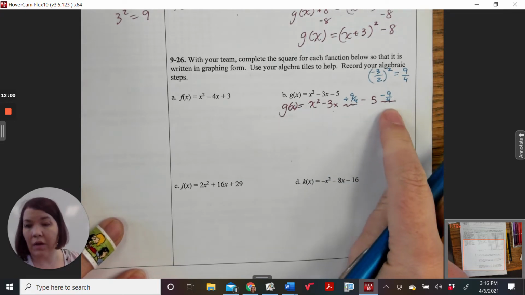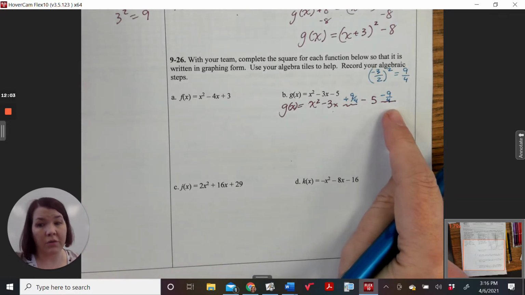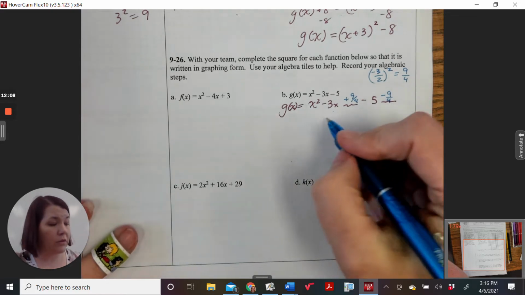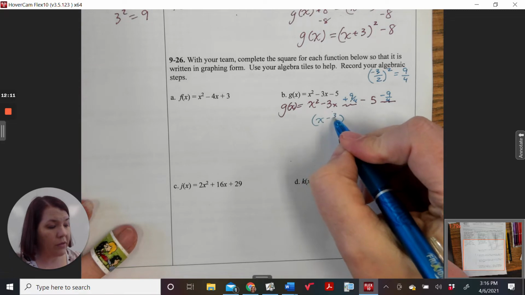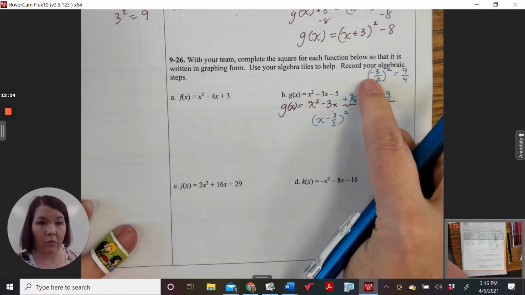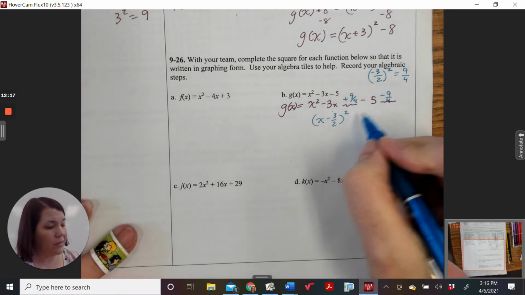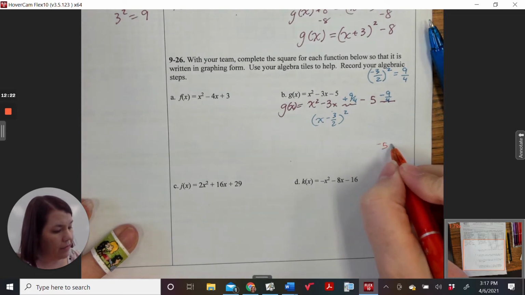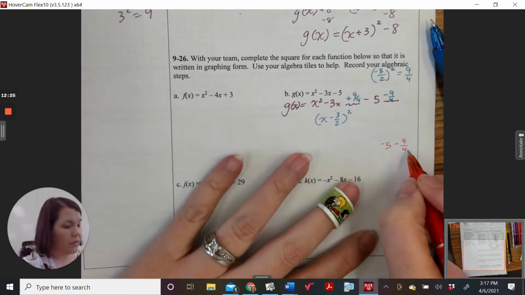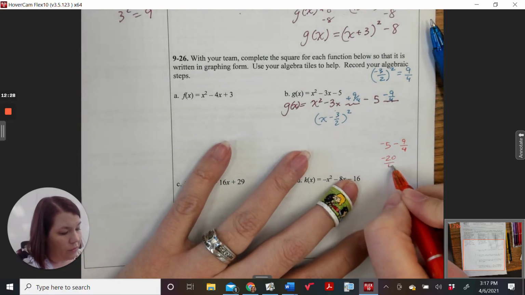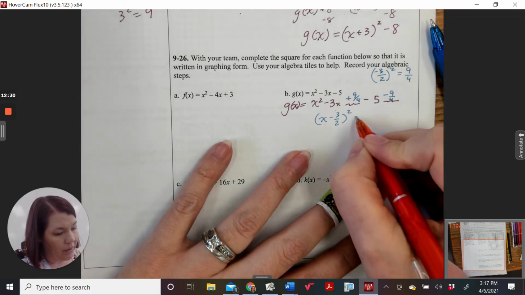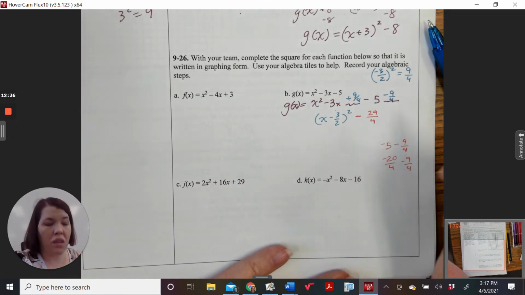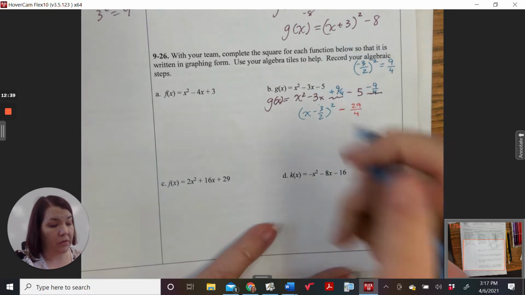Now we don't like this because we're not comfortable with fractions. You're welcome to use decimals. I don't like to use decimals. They make it harder for me. So I'm going to use fractions. This becomes (x minus 3 over 2) quantity squared. That was the whole point. Okay, this is -5 minus 9/4. So -5 is -20 over 4 minus 9/4, making this -29 over 4. And that, I'm finished. That's my answer.